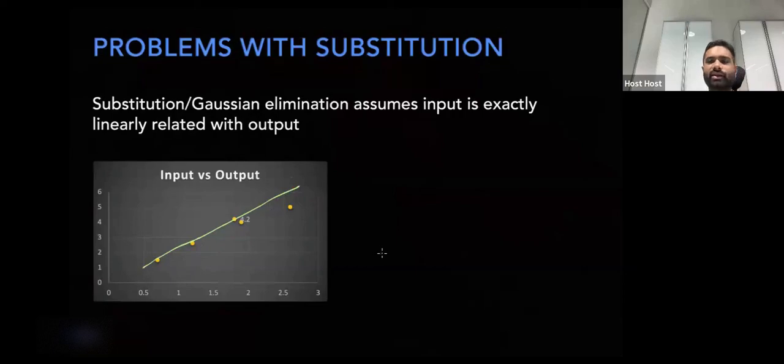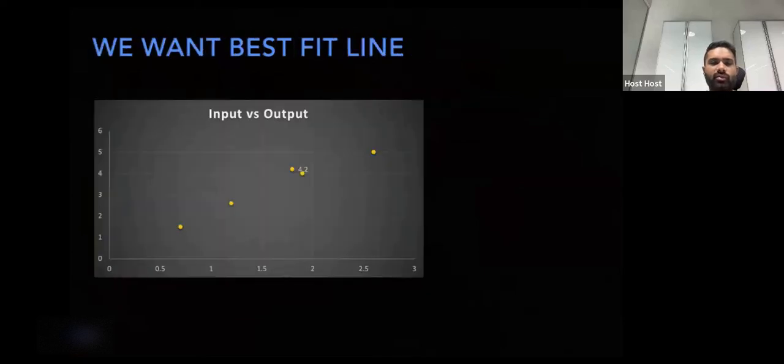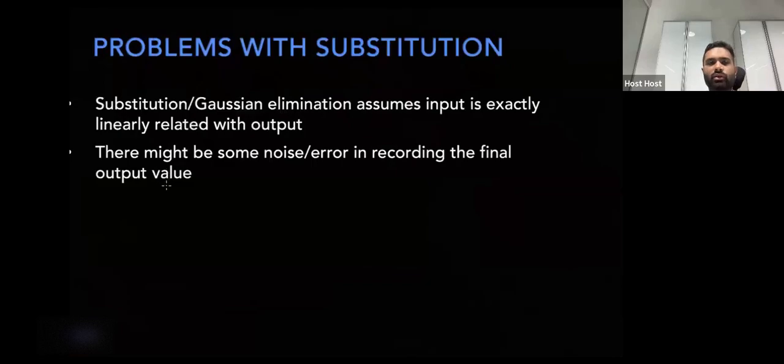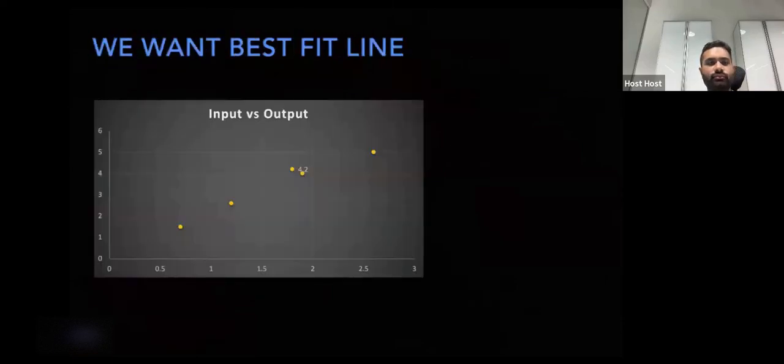So in that case, even if x and y are linear, if the actual function is linear, still, if you form a system of linear equations, it will not have an exact solution. So both of these problems are clear to you. What is the problem if we keep applying substitution and Gaussian elimination? So we have to come up with something else.